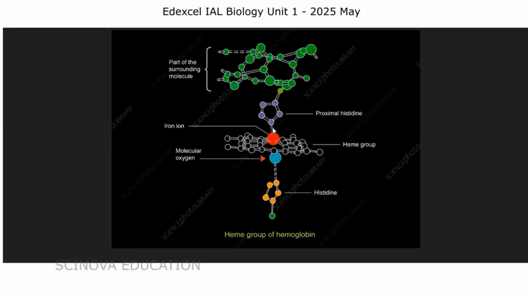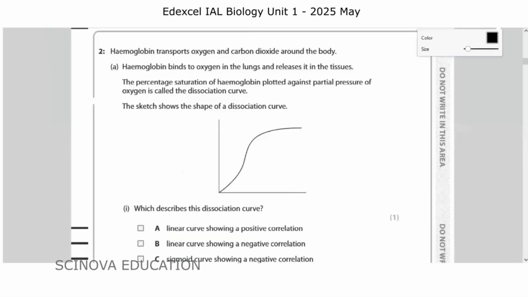Because of this, the binding capacity or affinity of this iron towards oxygen is changing with the behavior of these peripheral groups, the proximal histidine, distal histidine, porphyrin ring, and the conformation of the protein. Therefore, we get a sigmoid curve, not the linear curve as expected.